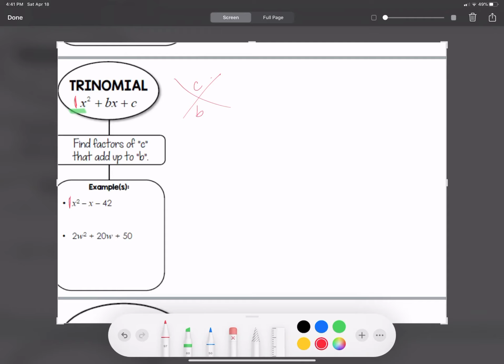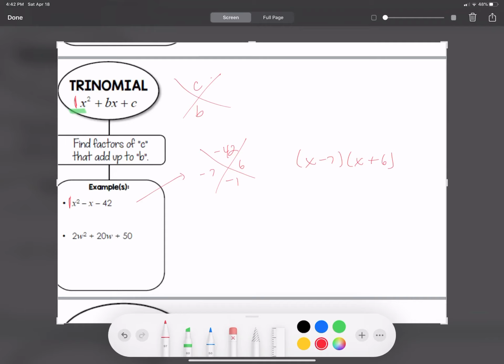There's no GCF to take out. So I'm asking what multiplies to negative 42 and adds to negative 1? That would be negative 7 and positive 6. So I could break up that polynomial into x minus 7 times x plus 6.